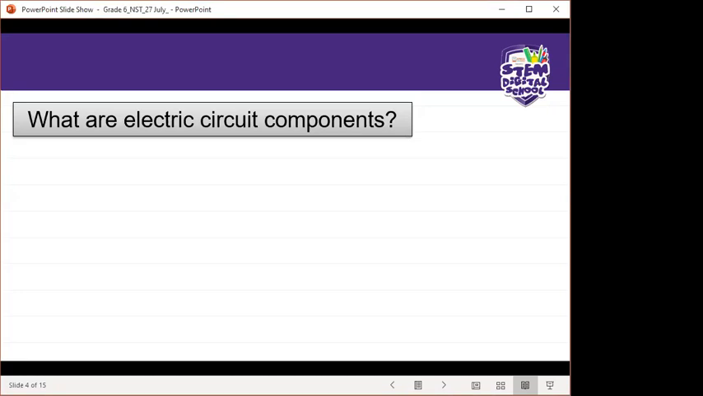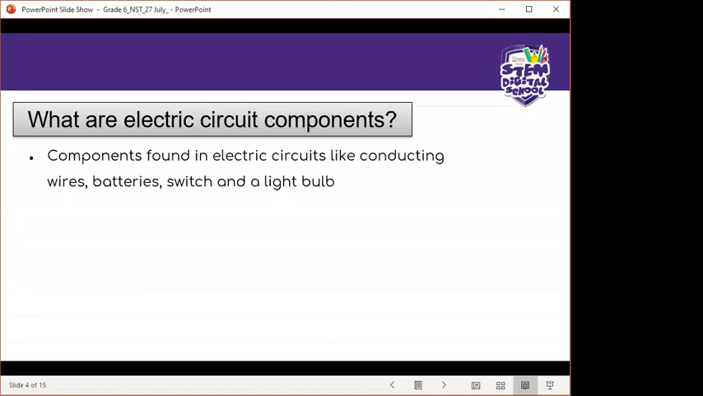Right, cool. Let's go back to my question, which was what are electric circuit components? Nomathemba and Kia gave me answers. They mentioned wires, batteries, cells. Nomathemba said battery, Kia said cells, we had electrical wire, we had light bulb. So guys, electric circuit components are components used in the construction of a circuit, okay? These components are found in electrical circuits, like conducting wires, batteries, switch, as well as a light bulb, all right?